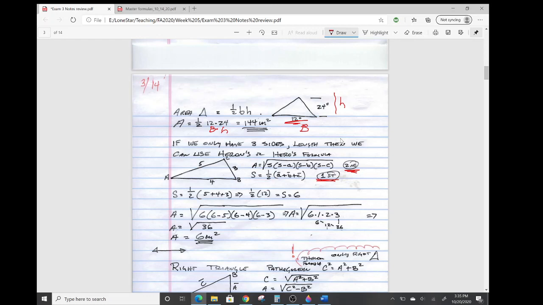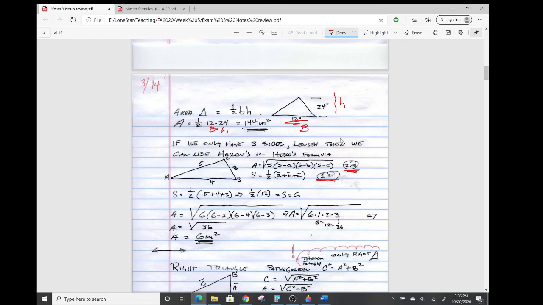Okay. So it's 6 times, here's a parentheses, so you do what's in the parentheses first, yes? All right. Everything's underneath this radical sign, so you got to do everything in here first. We do the parentheses. So 6 minus 5 is 1. Okay. 6 minus 4 is 2. 6 minus 3 is 3. So we got 6 times 1 times 2 times 3. Yes? Yes. The answer is yes.